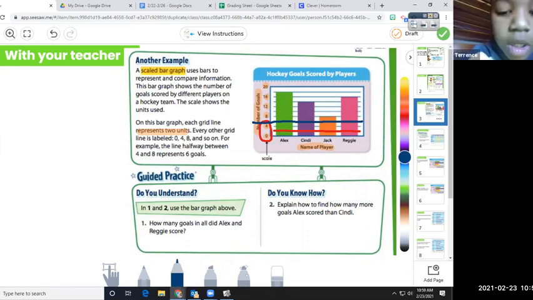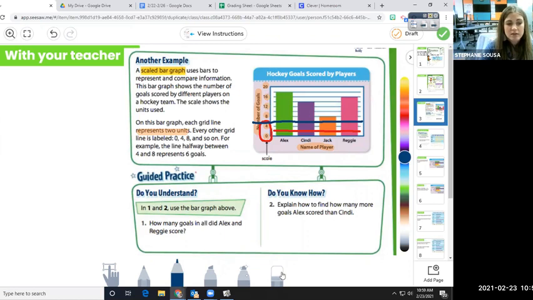Are we writing that? Are we doing that, or you're just showing how you're doing it? If it helps you, I'd like you to write it. Okay. All right, so this part, guided practice, everybody's writing this. So get your pen ready, get your favorite color. We're all writing this. And 1 and 2, use the bar graph above.